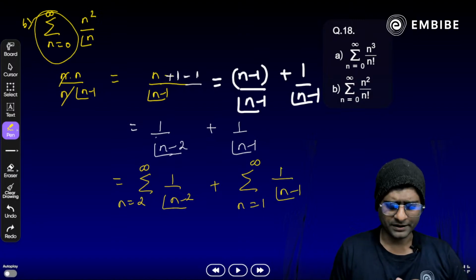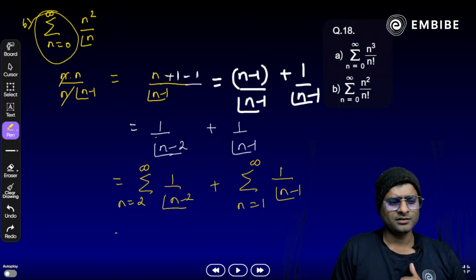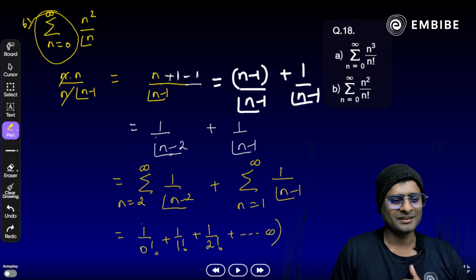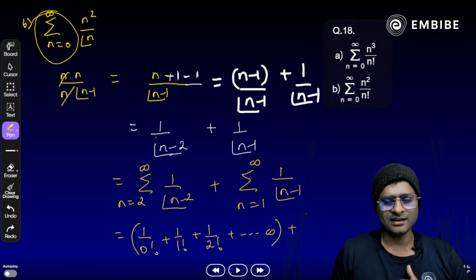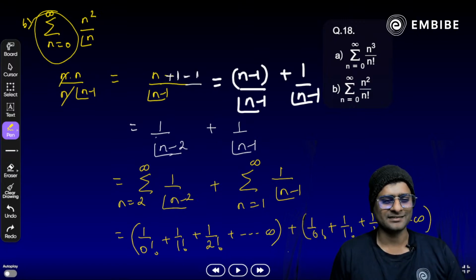Now try to open it. What do we get here? Anyone? We get what? 1 by 0 factorial plus 1 by 1 factorial, remember, plus 1 by 2 factorial and so on up to infinity, plus again the same thing, 1 by 0 factorial plus 1 by 1 factorial plus 1 by 2 factorial and so on up to infinity. What will be the final answer?